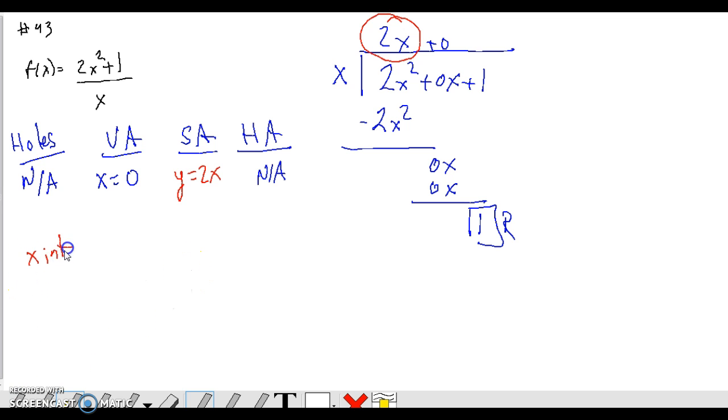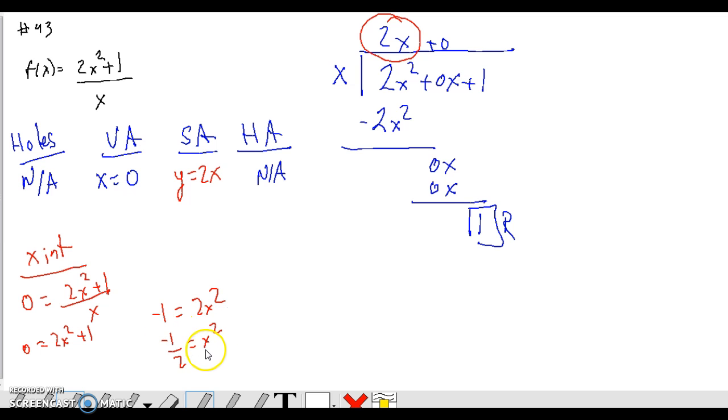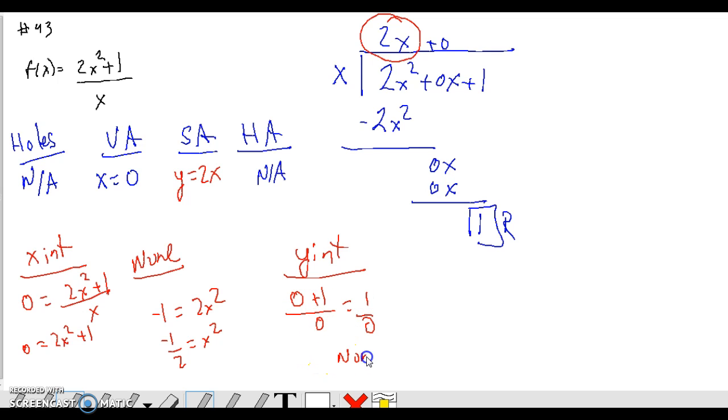All right, x-intercept. Okay, so 0 is equal to 2x squared plus 1, all over x. So this will just be that guy. So we have negative 1 is equal to 2x squared, so negative 1 over 2 is equal to x squared. If I take the square root of a negative number, it'll be imaginary. So what does this mean? We do not have any x-intercepts. Y-intercept, okay? For the y-intercept, again, plug in a 0, so this will be a 0 plus 1 all over a 0. Notice that we're going to get 1 over 0, so again, we don't have any.